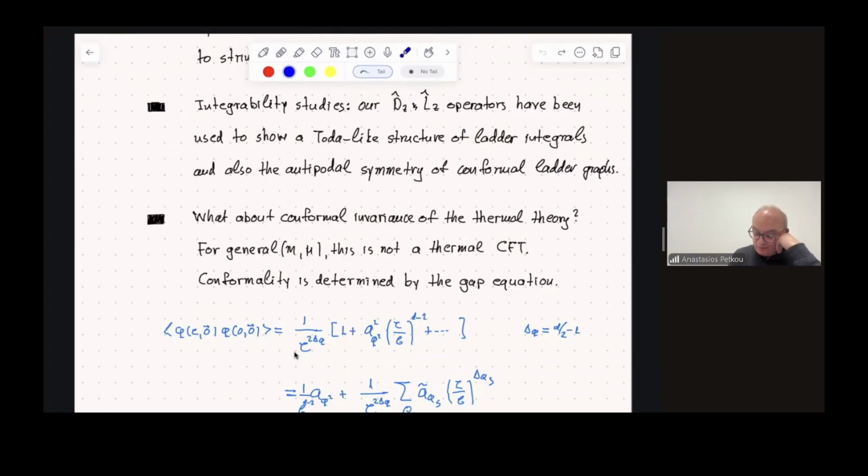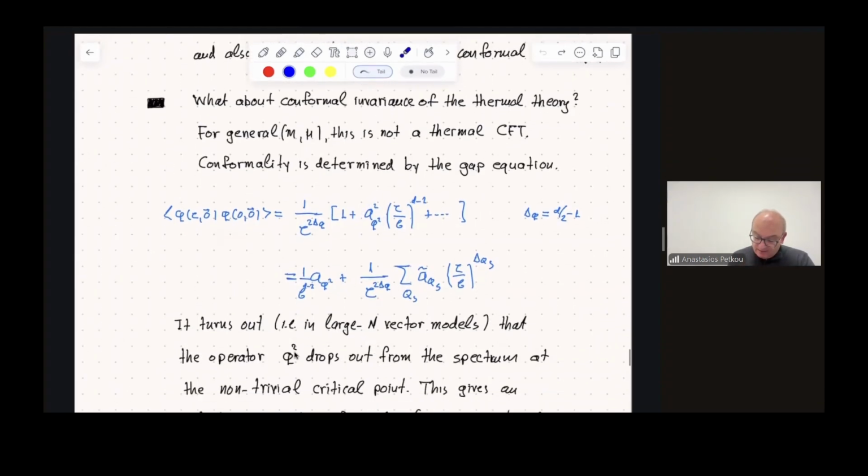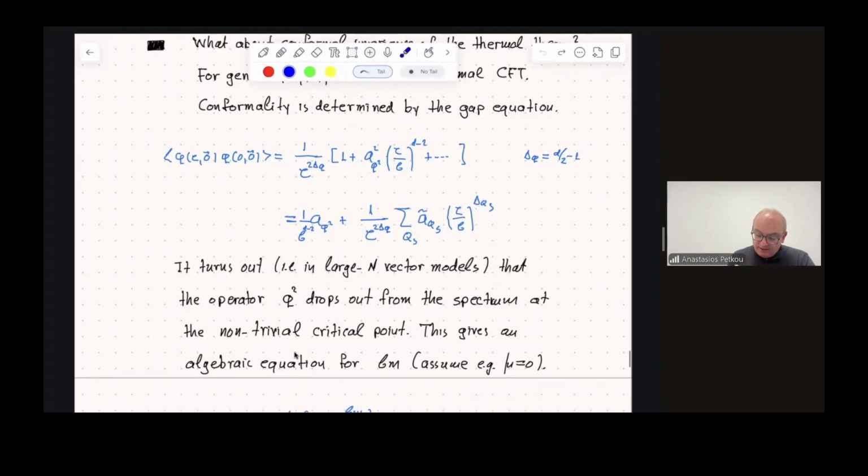Well, the final thing is, what about the conformal invariance of the thermal theory? I told you this is not a conformal theory, despite the fact that I used all the conformal thermal blocks, and it is also related to conformal integrals, but it is not a conformal theory. To be a conformal theory, these coefficients have to be numbers. So how can we find these numbers? Okay, that's also an old story.